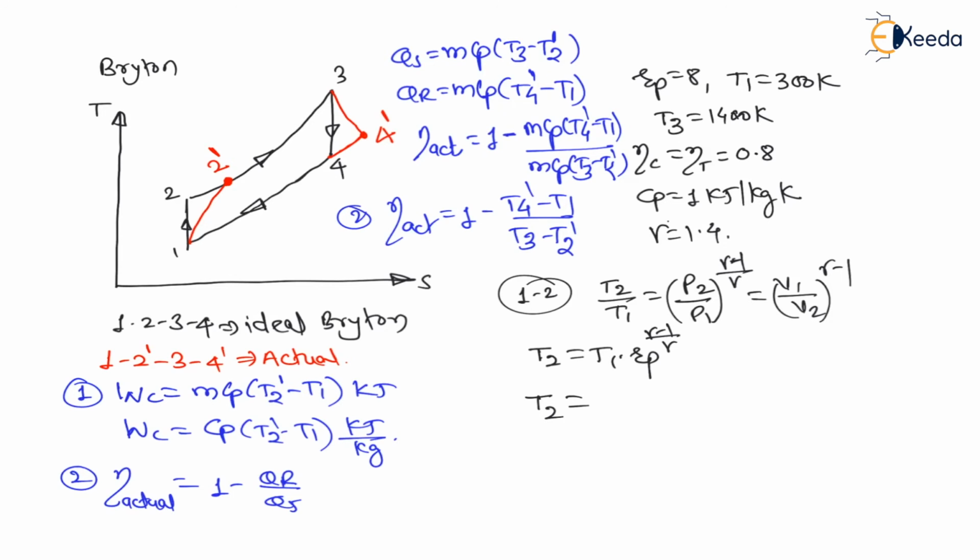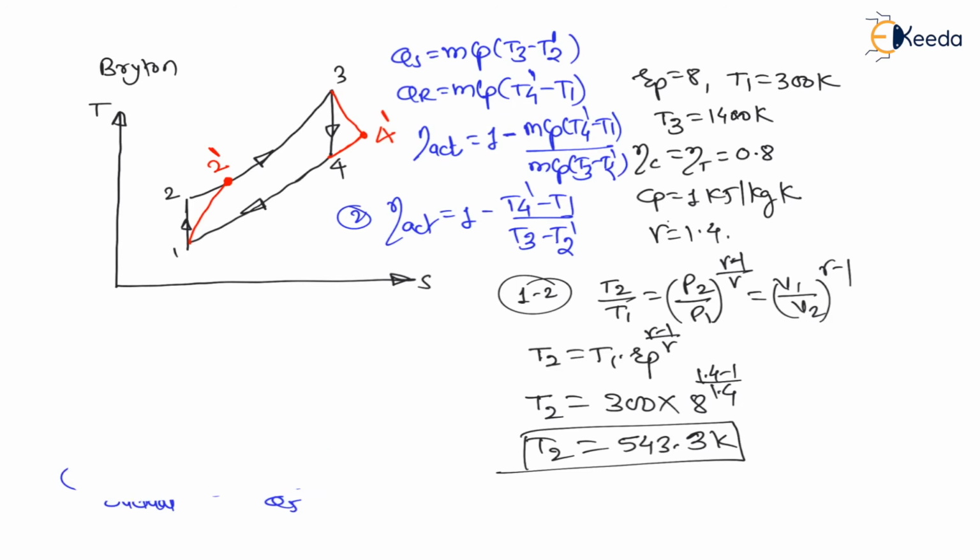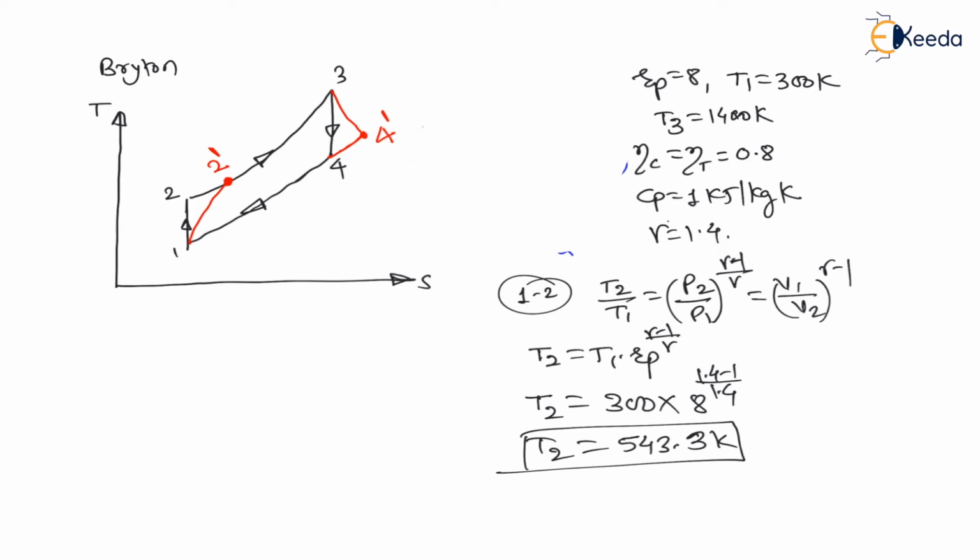Therefore, for isentropic compression, temperature at the end of compression T2 is equal to T1, which is 300, into pressure ratio 8 raised to (1.4 minus 1) divided by 1.4, where gamma is given as 1.4. Now, if you solve for T2, we will find that T2 is equal to 543.3 Kelvin. This will be the T2, temperature at the end of isentropic compression. Right. Now, here I am erasing the data. Later we will use these formulas for calculation.